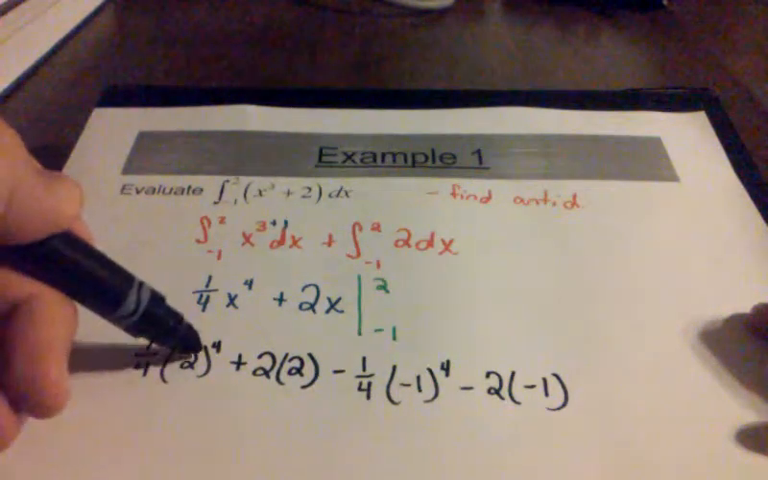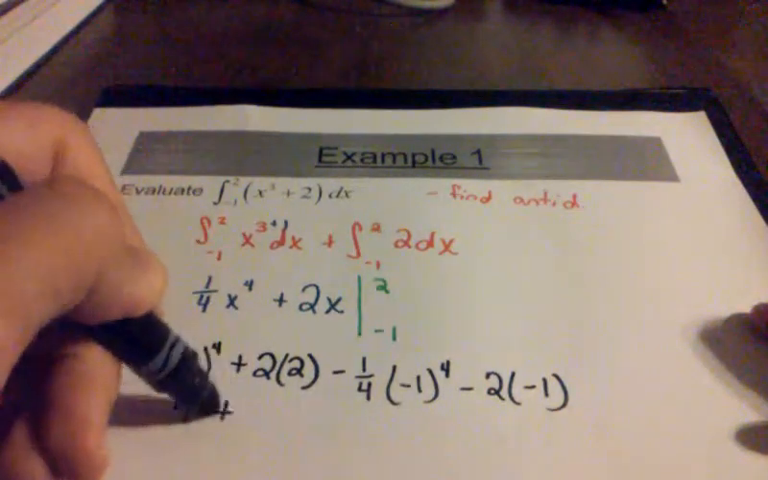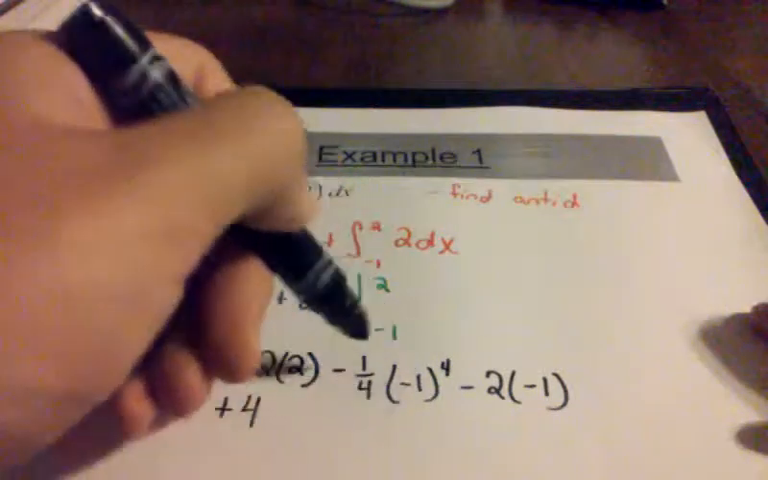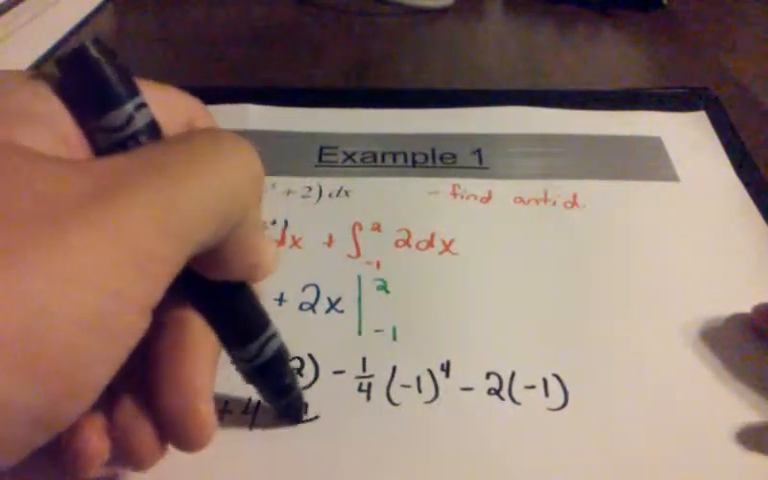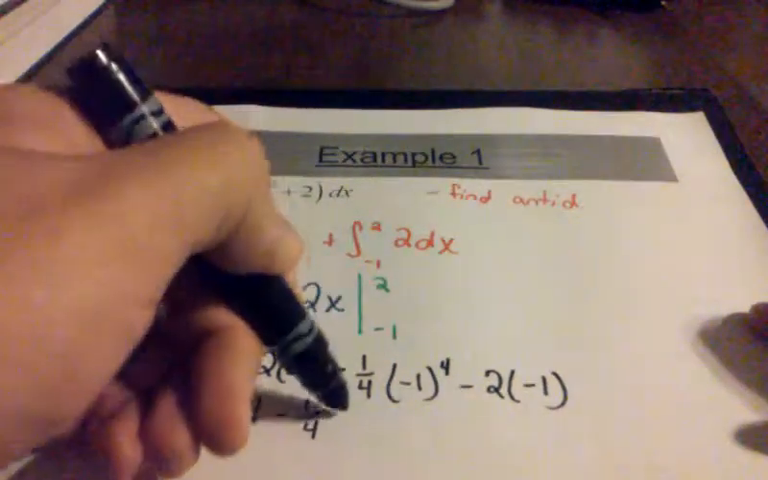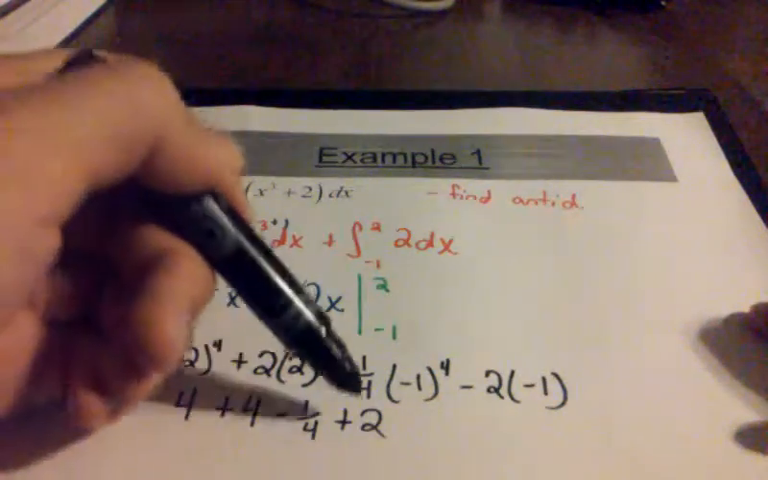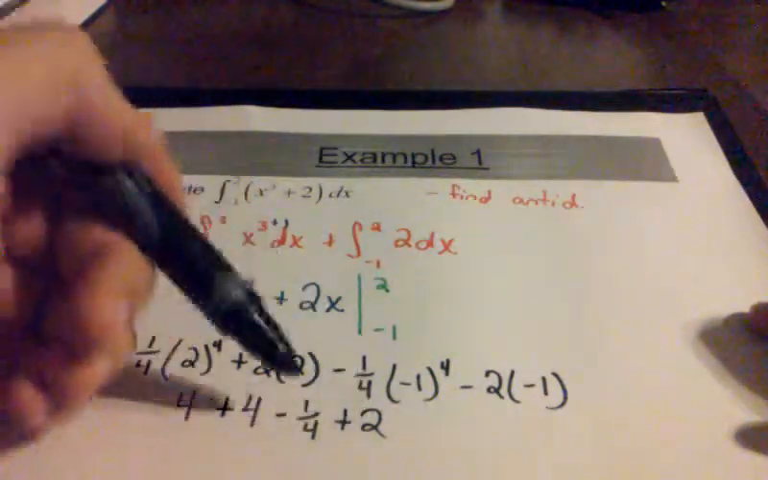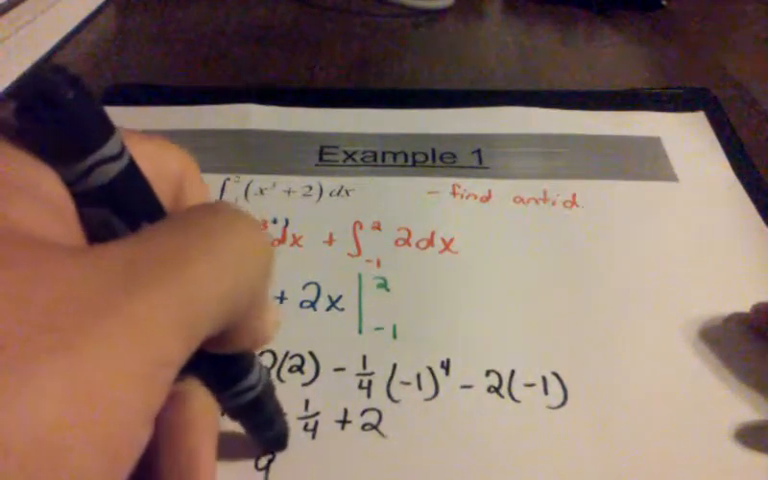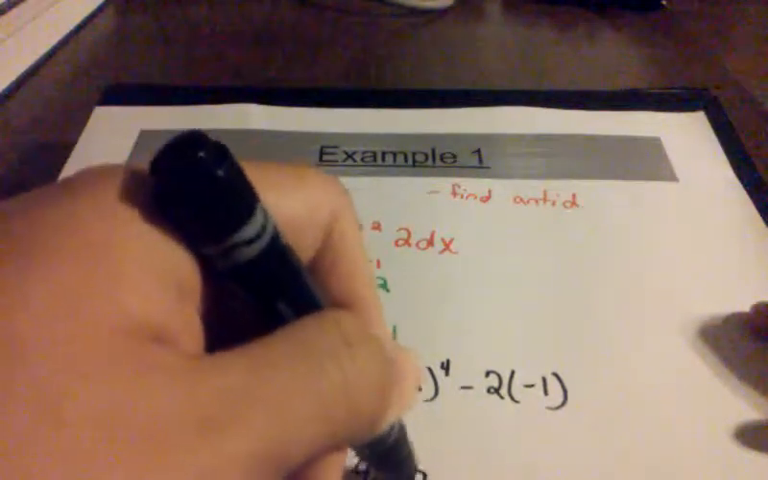All right, now we can do some arithmetic. 2 to the 4th is 16. 16 divided by 4 is 4. 2 times 2 is 4. And then negative 1 to the fourth is positive 1 times negative 1/4 is negative 1/4, and then negative 2 times negative 1 is a positive 2. Combine my like terms, 4 plus 4 is 8, plus 2 is 10. 10 minus a fourth is 9 3/4, which is equivalent to 9.75.